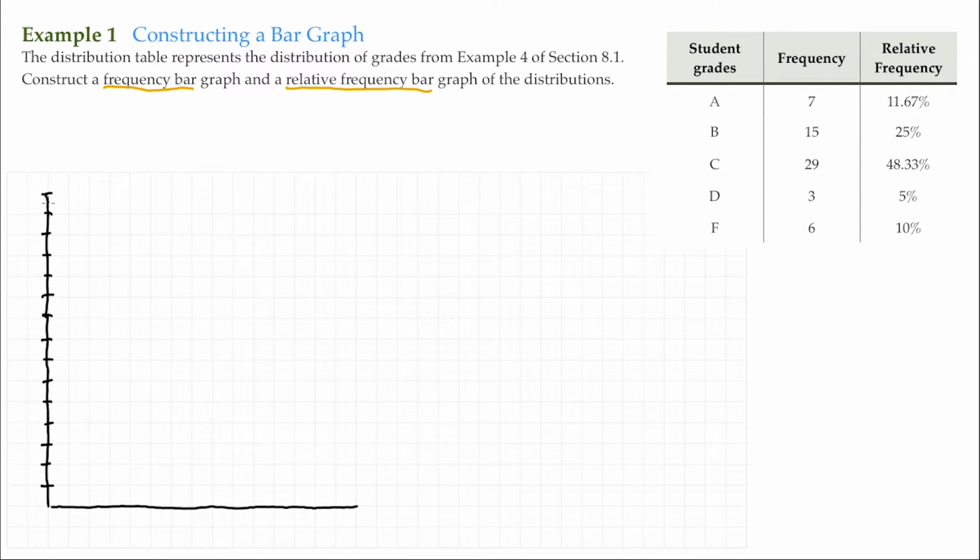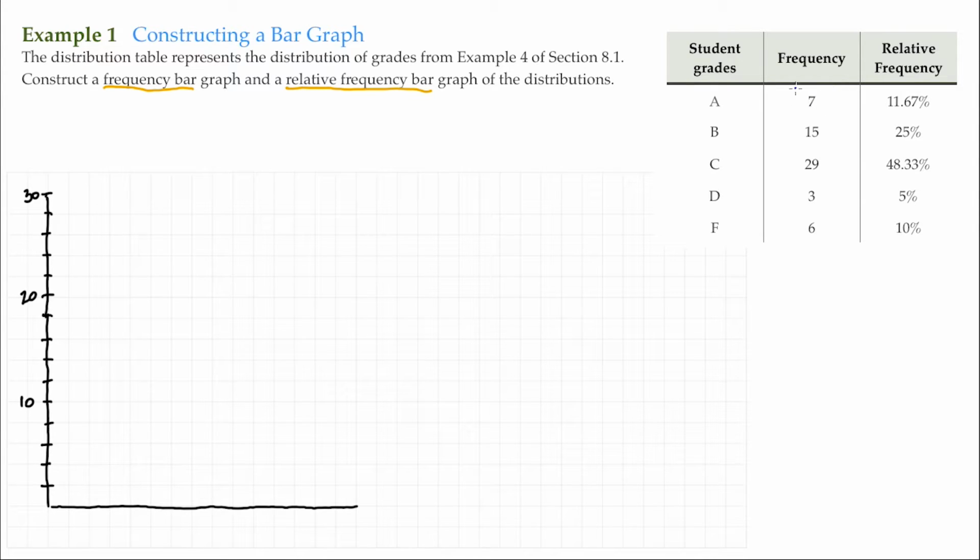Here we go. So then I can say 2, 4, 6, 8, 10. And this is 10 right here. 12, 14, 16, 18, 20, 22, 24, 26, 28, and then 30. I don't have to do anything more than that because the tallest bar is only going to go up to 29. So then all I have to do, now that I have my scaling here, my frequency distribution here, is draw in the bars that represent each one of these letters.